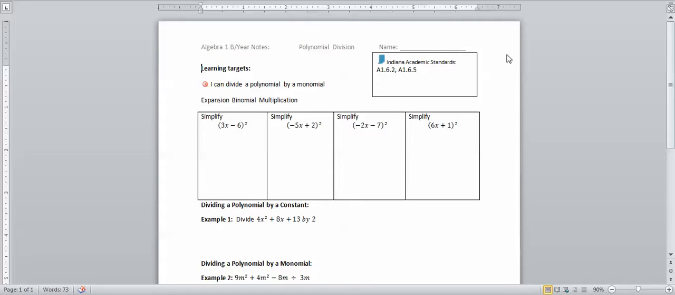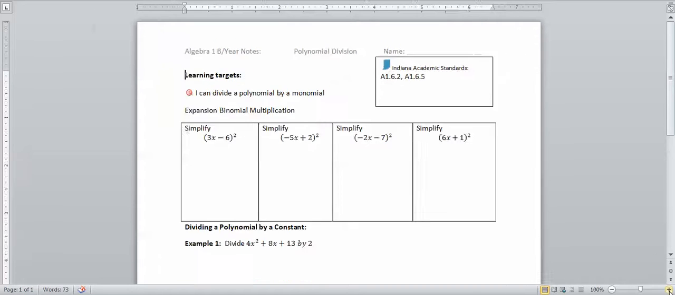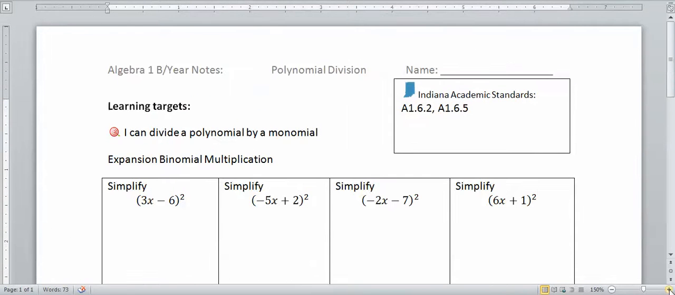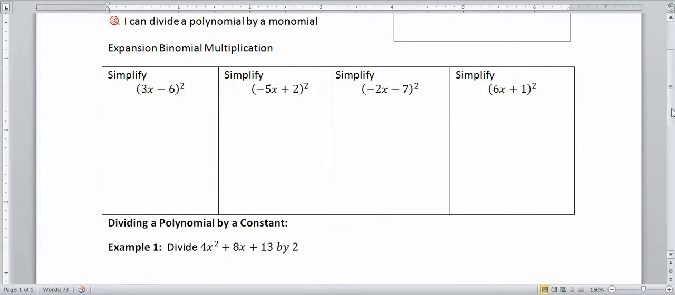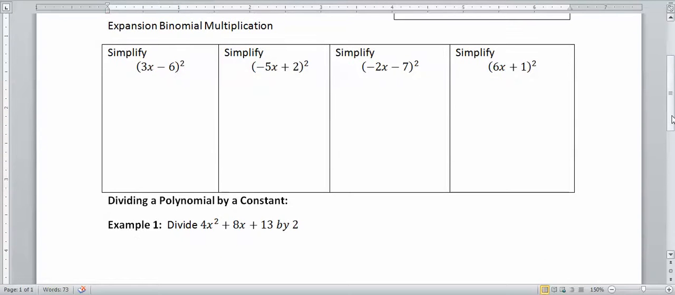Okay, so it's been a while since we've done a video, guys, but today we're going to talk about polynomial division. But before that, I wanted to take a moment to do an expansion on binomial multiplication, just so you guys can see this and be able to use it effectively.